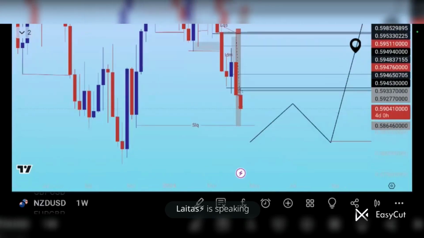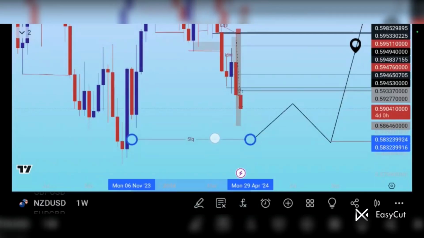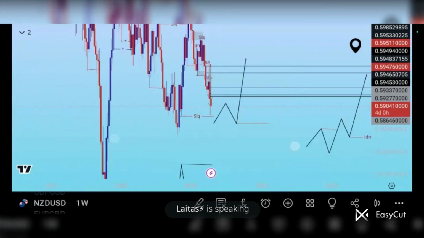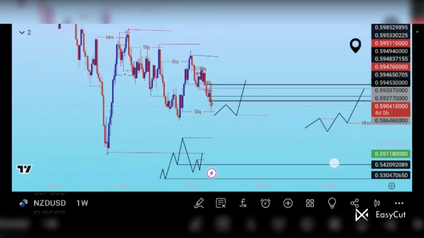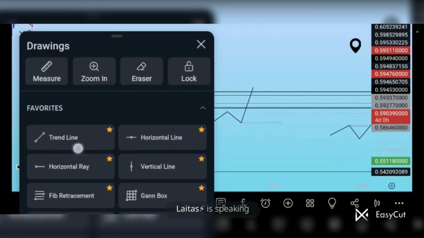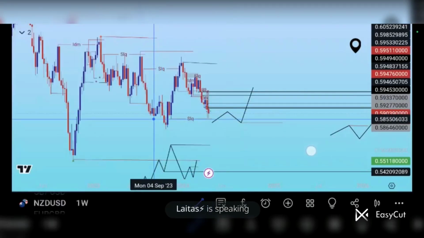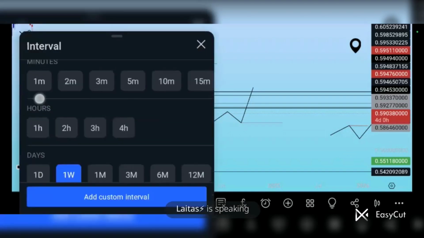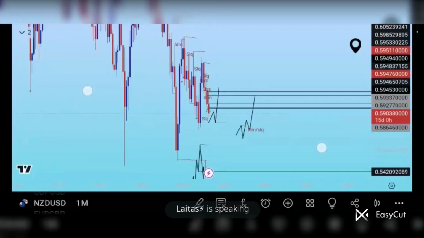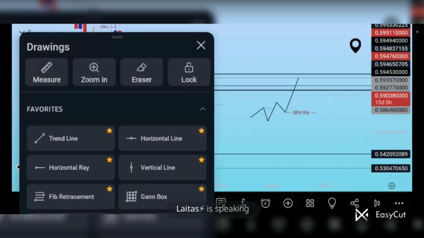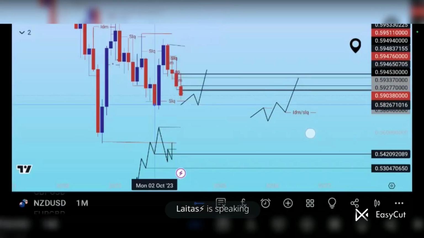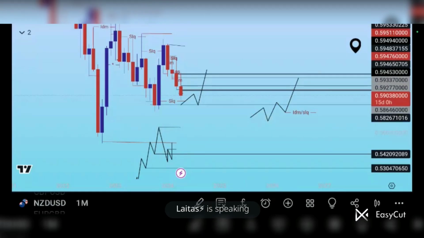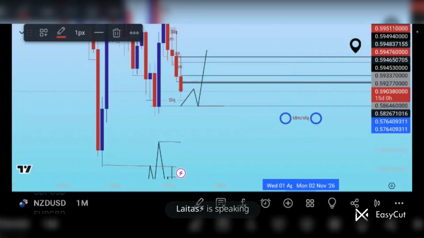We have this SQ here. That's liquidity we are trading towards now. SQ right here, and we have a sweep here. We have a sweep here. So since we are trading monthly time frame now, we'll be marking this place as where we'll be expecting price to turn against to change the trend.